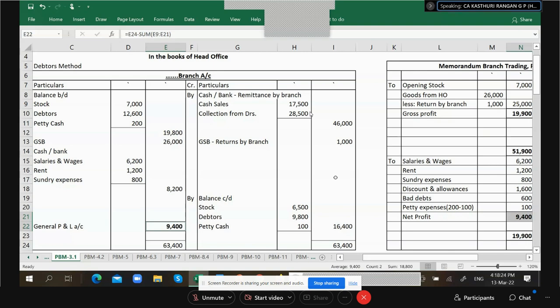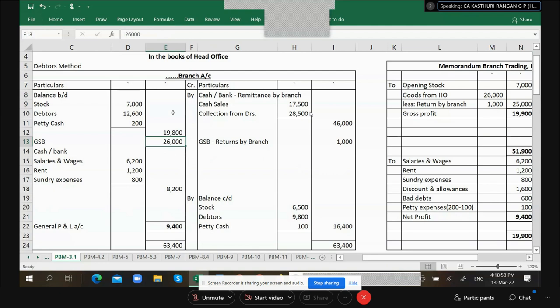Suppose you are asked to prepare the debtors method, then where will you make the entry for removal of loading? The entry for removal of loading will be made in the branch account itself. For example, opening stock is on the debit side. In the same account, you put the loading entry on the credit side, by stock reserve. Closing stock is on the credit side. The loading on that should be put on the debit of the branch account. GSB is on the debit side. Loading on that will be put on the credit side. You'll get the correct profit.